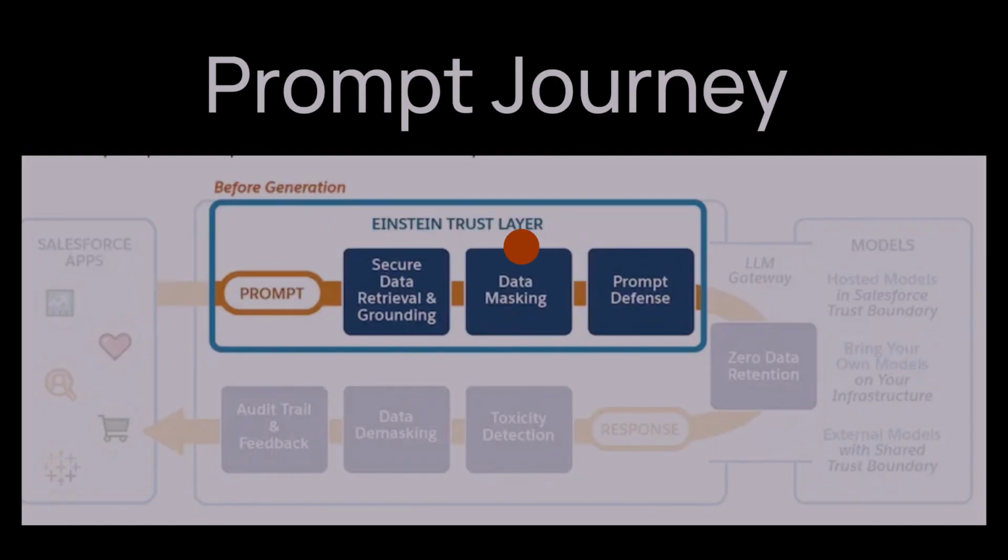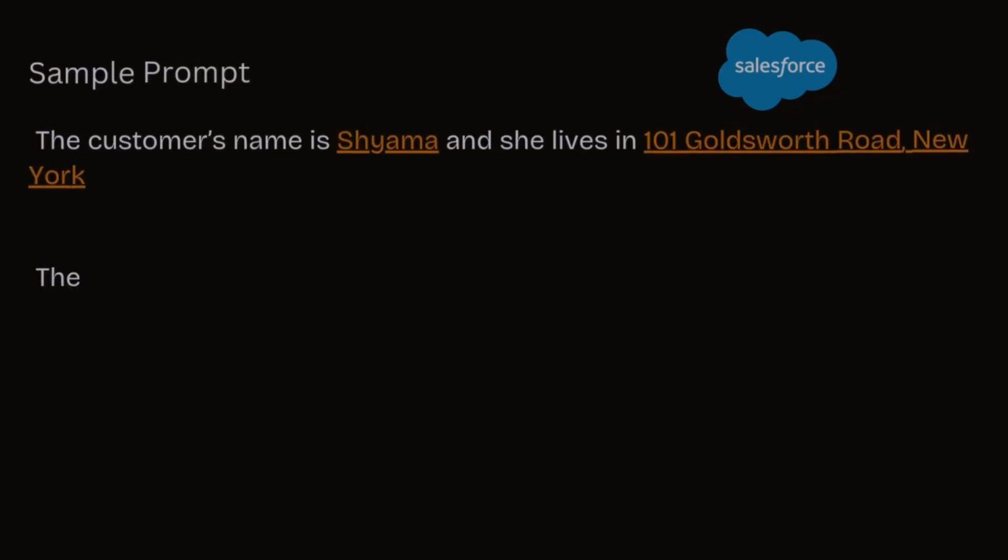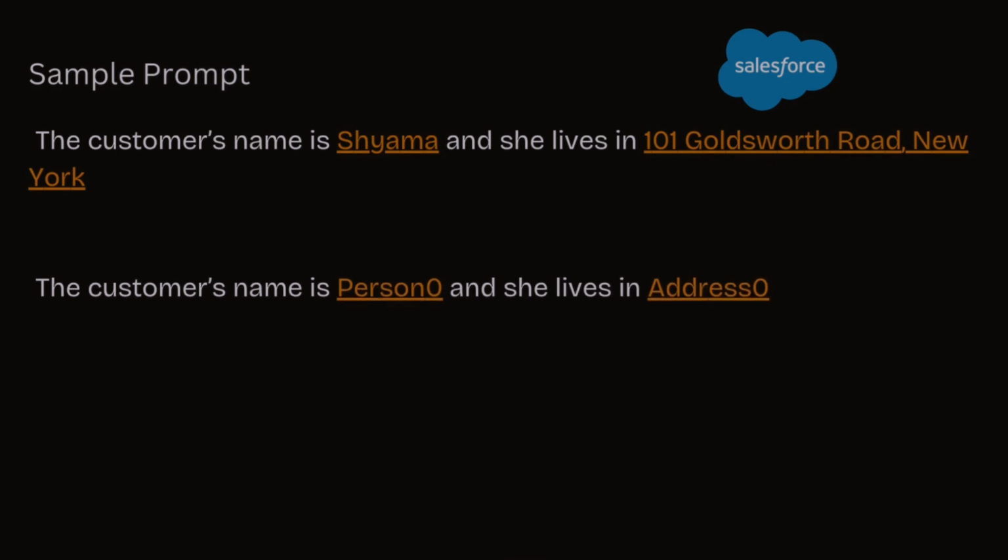If you remember, the first issue that we discussed in the beginning of the video was that PII information, or personal information, was getting fed to an LLM model. Data masking identifies all PII information and masks it. This is to make sure that no PII information stays in the prompt. For example, the PII attributes in the prompt, the customer name and address, will be replaced by person 0 and address 0.